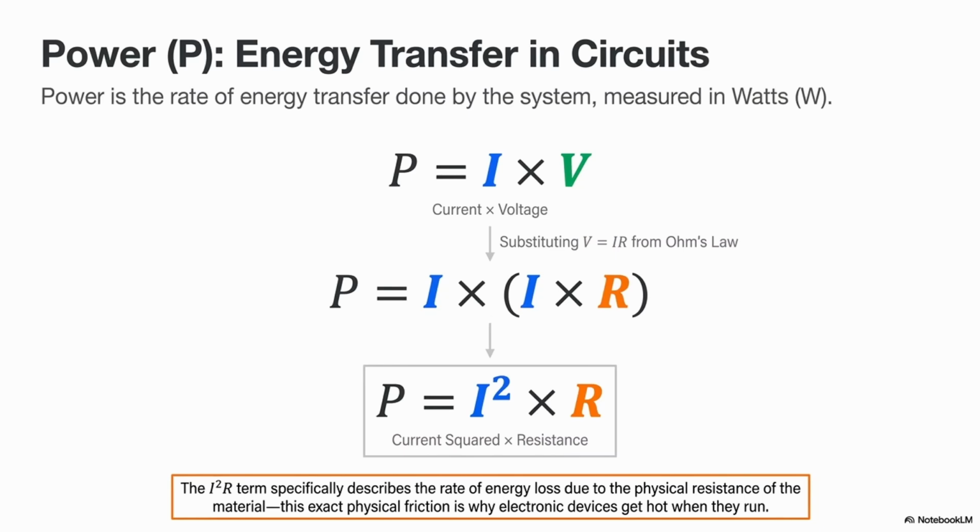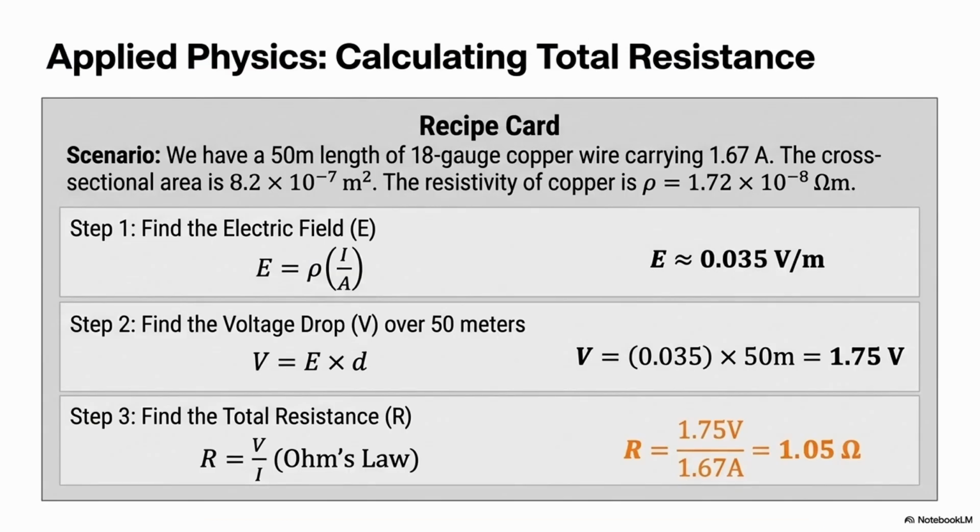Okay, so we have all the pieces now: the atomic obstacle course, the ski lift of EMF, the band gaps, the internal chemical toll booth. Let's put this all into practice. Let's do it. Slide 12 gives us a recipe card of applied physics to close this out. Let's look at this scenario. We have a massive 50-meter length of 18-gauge copper wire carrying 1.67 amps of current.